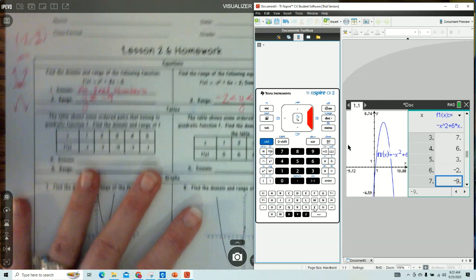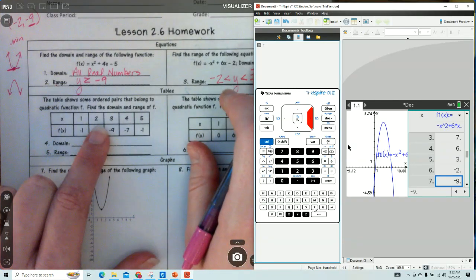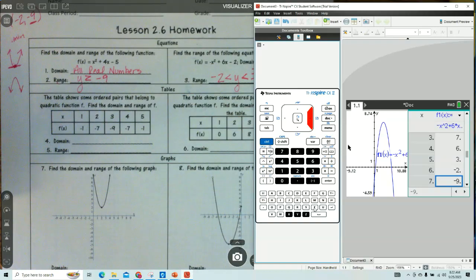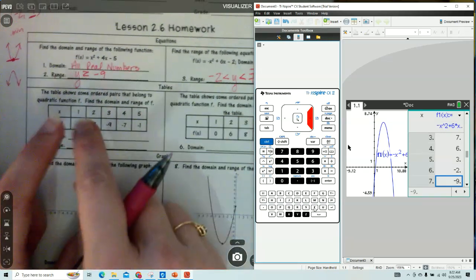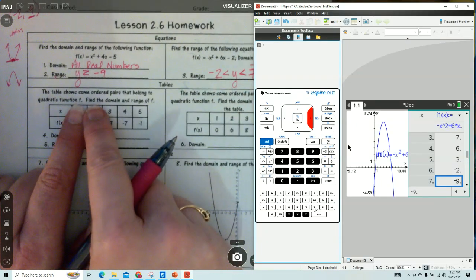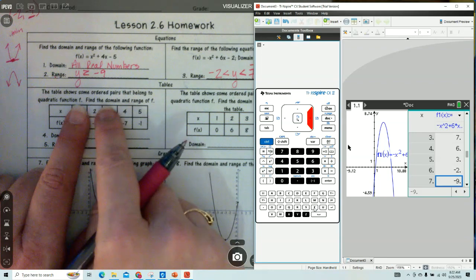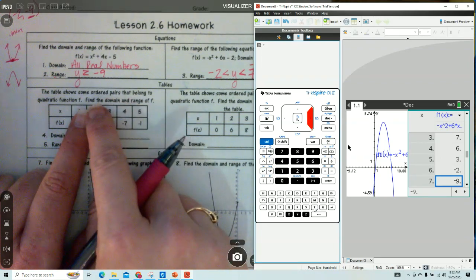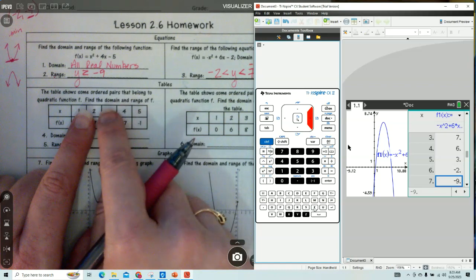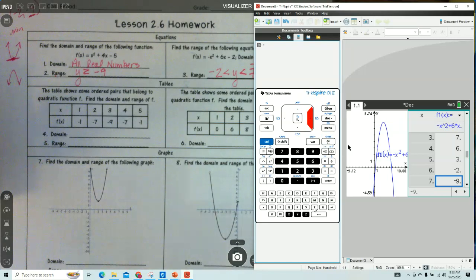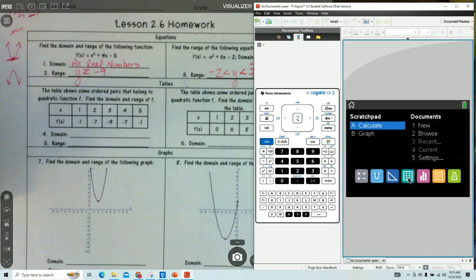So from a table, tables are a little bit easier. It's like the ordered pairs, if they had given us the ordered pairs. Okay? There's 2 ways that they phrase these. It says the table shows some ordered pairs that belong to quadratic function f. Find the domain and range of f. That means we want to find the domain and range of the entire function. Okay? So if we've got an entire function, one way that you can do this, so another cool thing that your calculator does, this box right here, it's called list and spreadsheets.